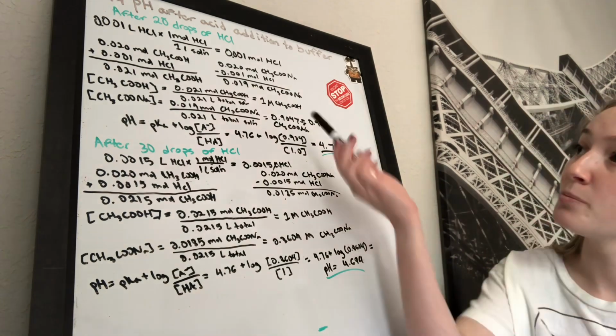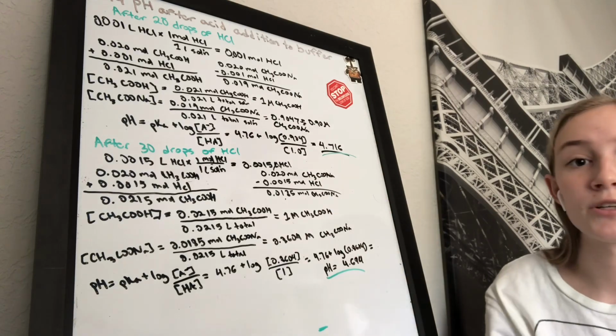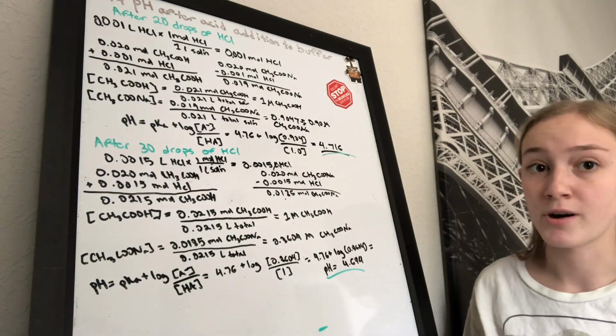Alright, so we're going to do pH after acidization to buffer. We're going to do 20 drops, 30 drops, and 40 drops. And then the other part of the calculations.